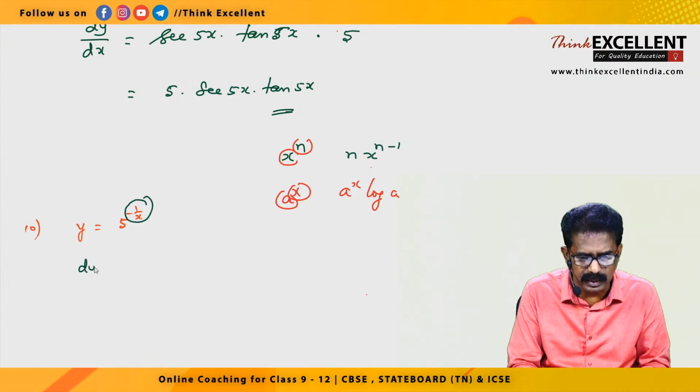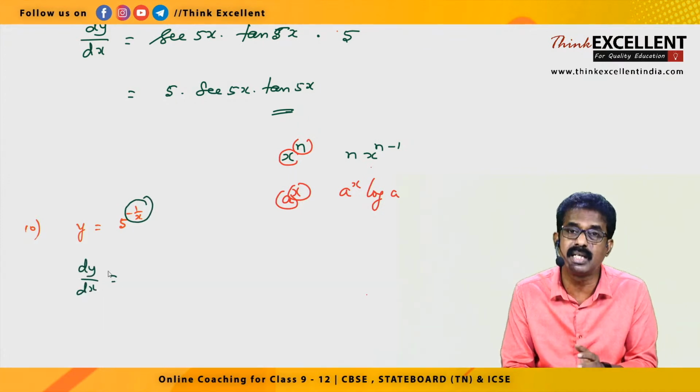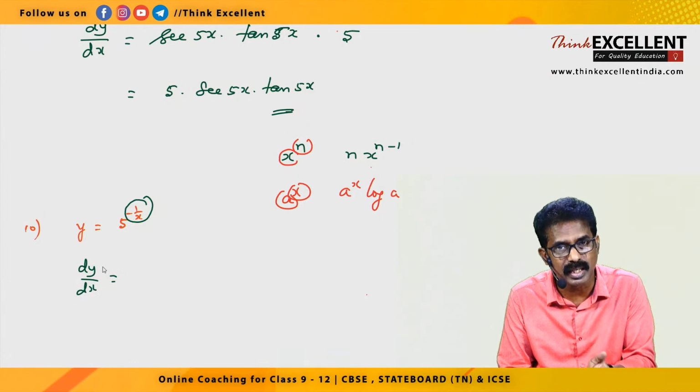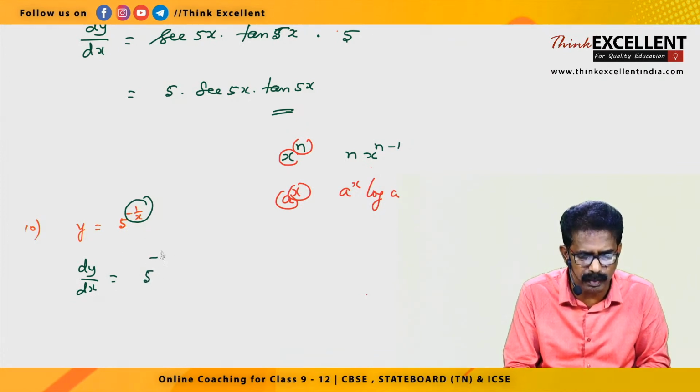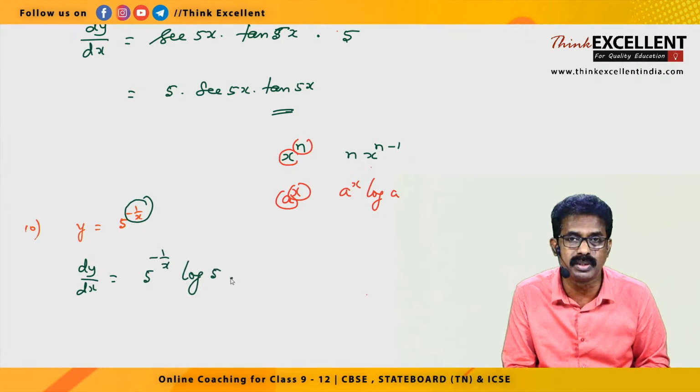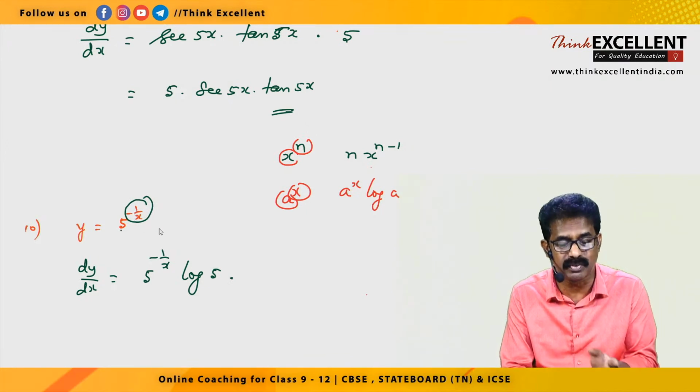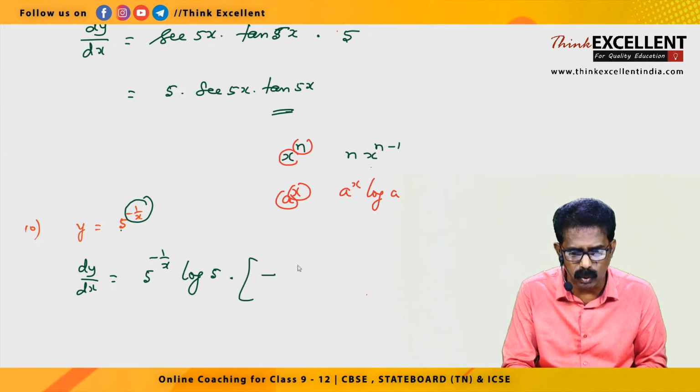So, dy by dx is a raised to x derivative. What is a raised to x derivative? A raised to x log a. We write that first: a raised to x, so 5 raised to minus 1 by x, into log a, where instead of a it is 5. Don't stop. Instead of x, what do you have? Minus 1 by x. Differentiate it. Minus 1 by x derivative is minus 1 by x square.